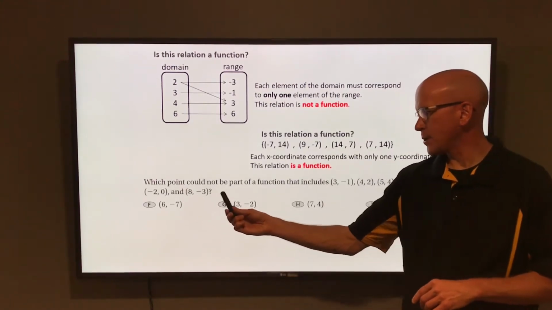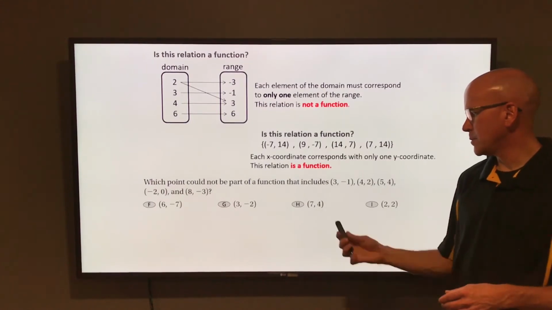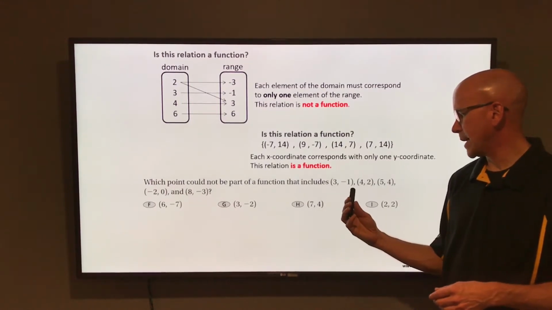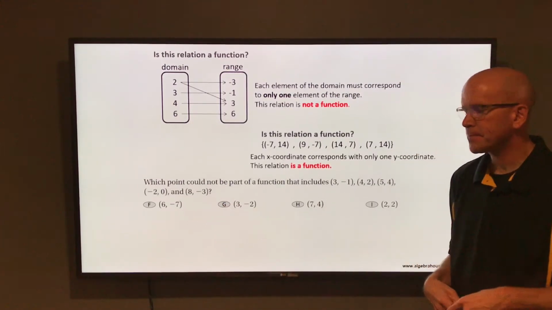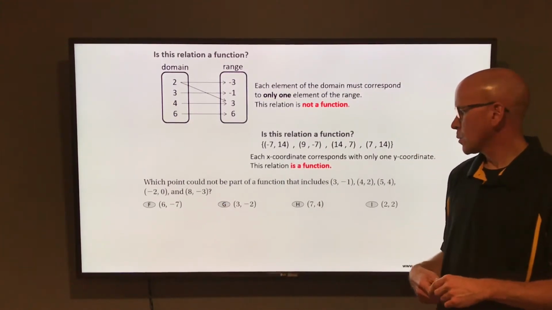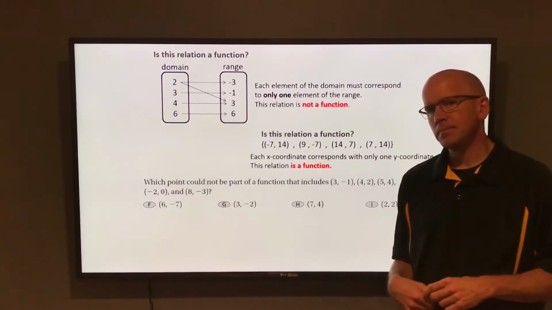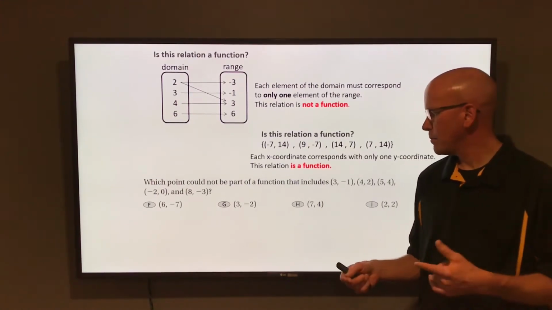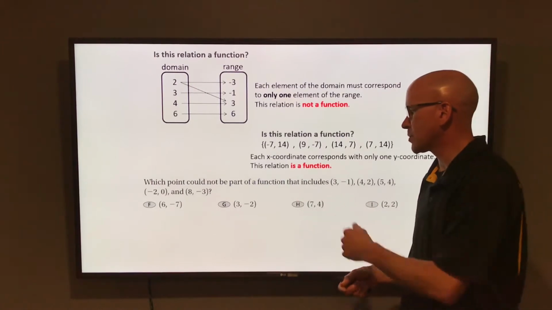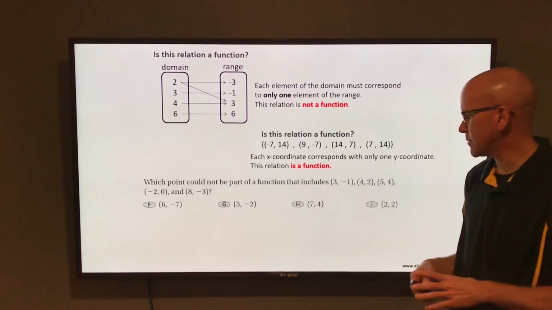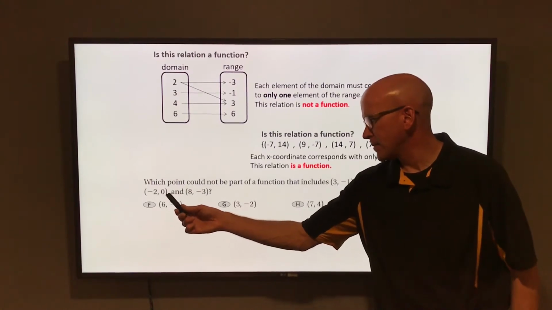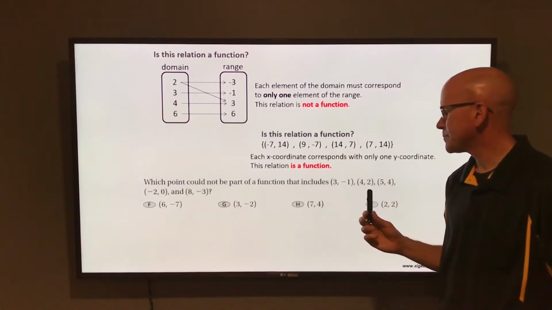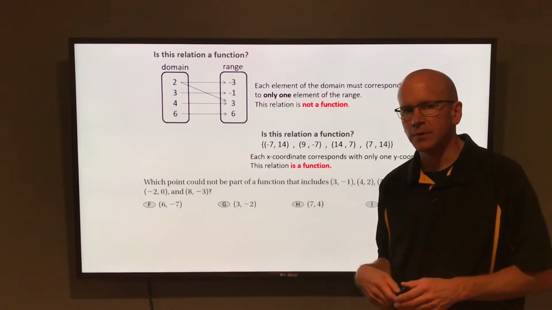It says which point could not be part of a function. That includes these points: (3, -1), (4, 2), (5, 4), (-2, 0), and (8, -3). So what you're looking for is a repeating x value that has a different y value than what's shown here. So if you look at these answers, you have an x value of 6 and a y value of -7. Well, that would fit into this fine because there are no other x values that are 6.